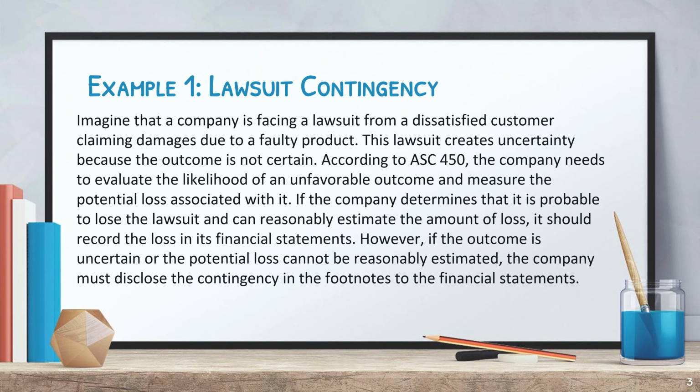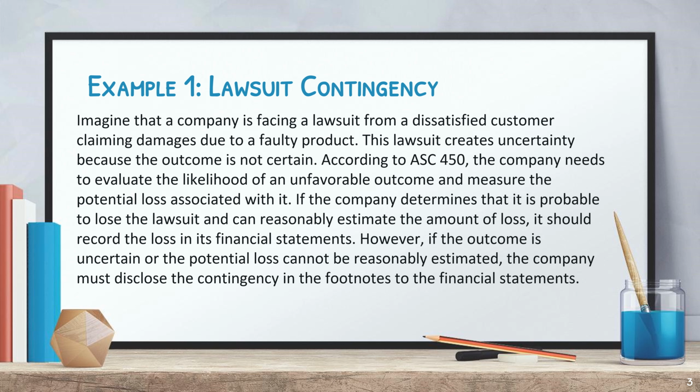Now let's look at a practical example to illustrate this concept. Imagine that a company is facing a lawsuit from a dissatisfied customer claiming damages due to a faulty product. This lawsuit creates uncertainty because the outcome is not certain. According to ASC 450, the company needs to evaluate the likelihood of an unfavorable outcome and measure the potential loss associated with it. If the company determines that it is probable to lose the lawsuit and can reasonably estimate the amount of loss, it should record the loss in its financial statements.